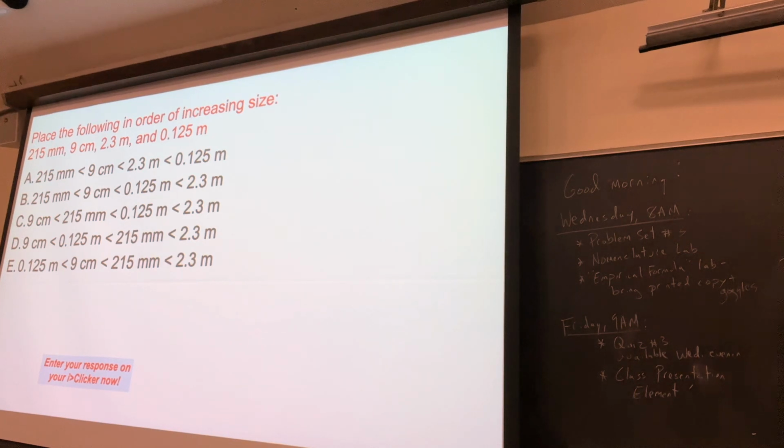Now for this one, you're going to need some metric prefixes. Centi, 10 to the minus 2, milli, 10 to the minus 3. And because these are all lengths, the base unit is meters. You could say a centimeter is 10 to the minus 2 meters, or a millimeter is 10 to the minus 3 meters. See if you can use this information to figure out this problem.